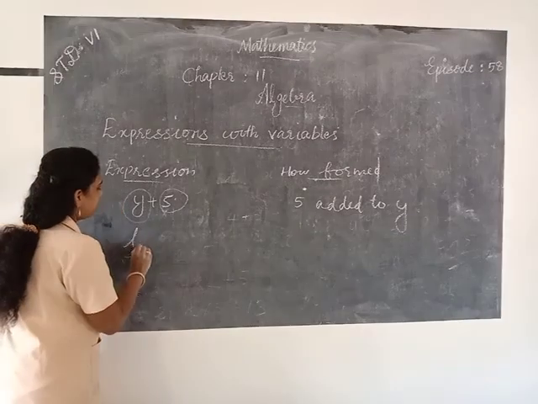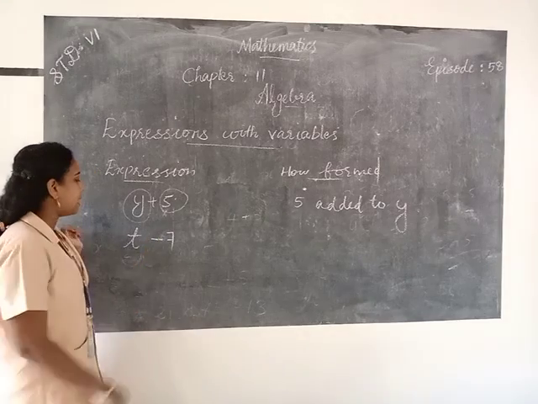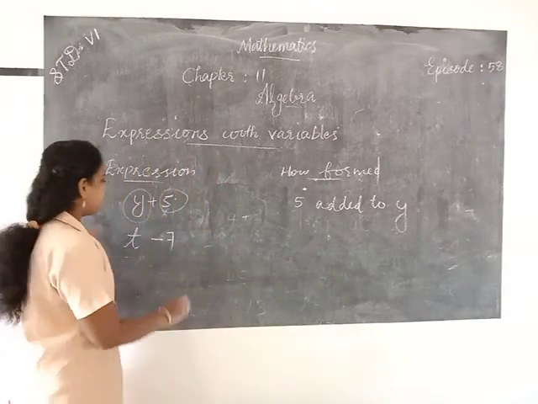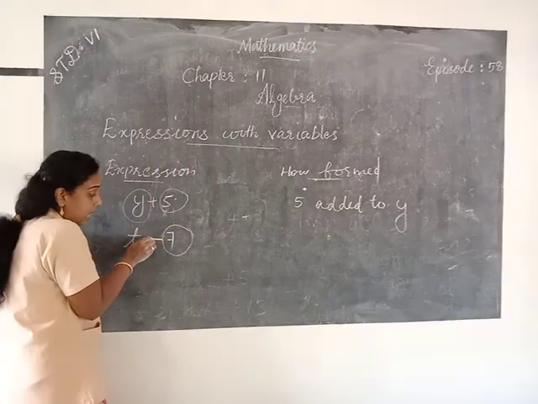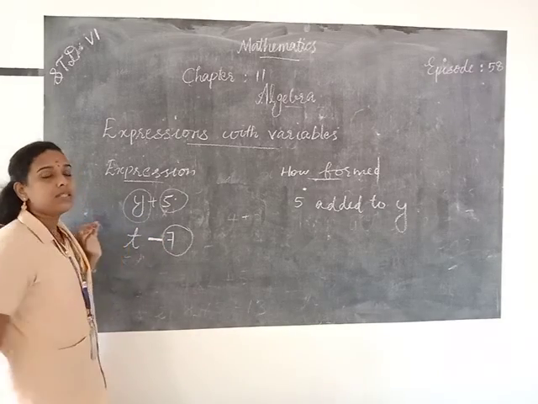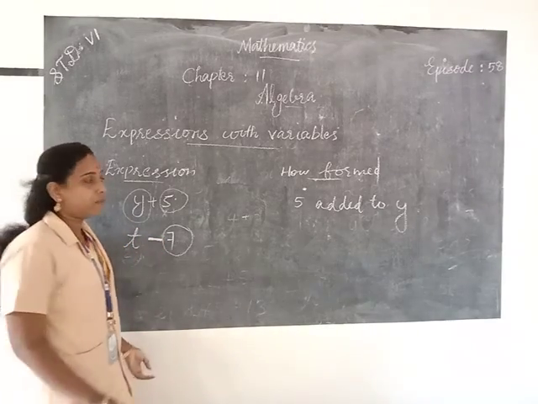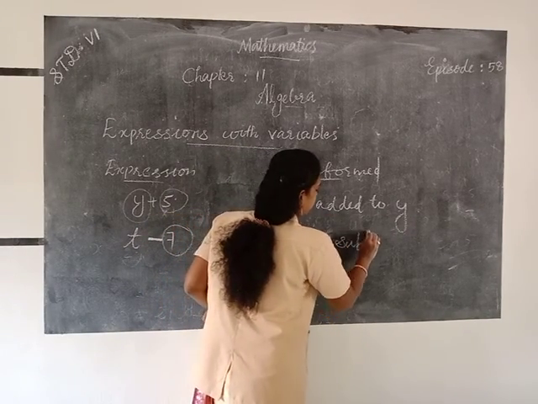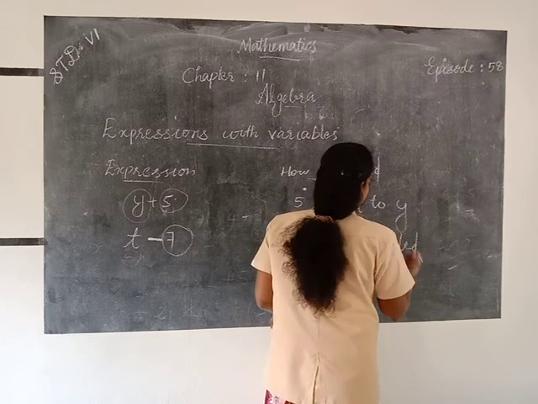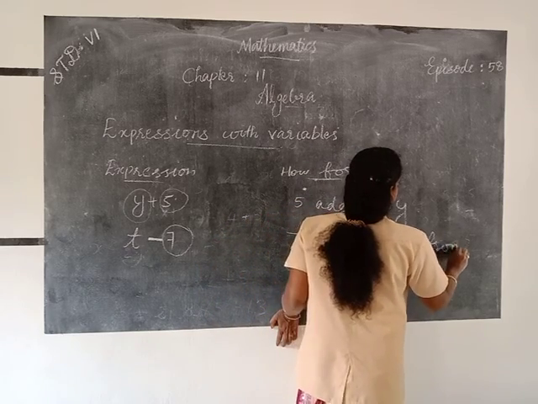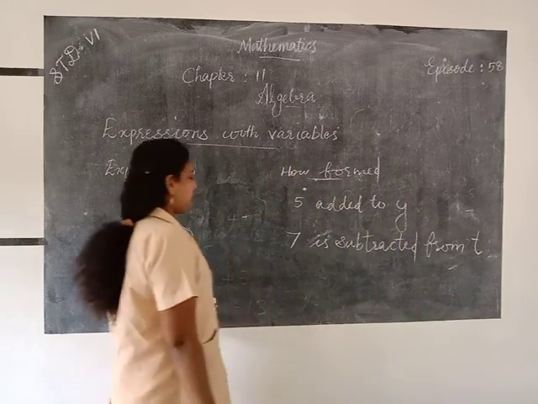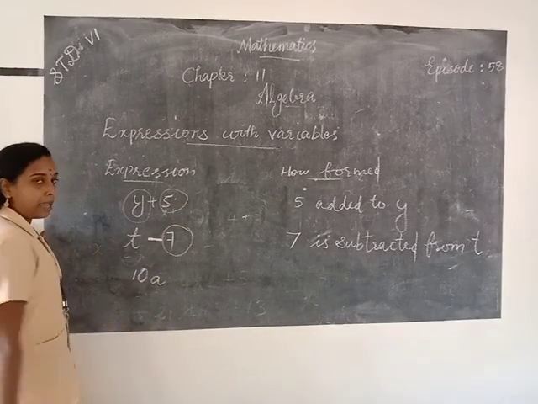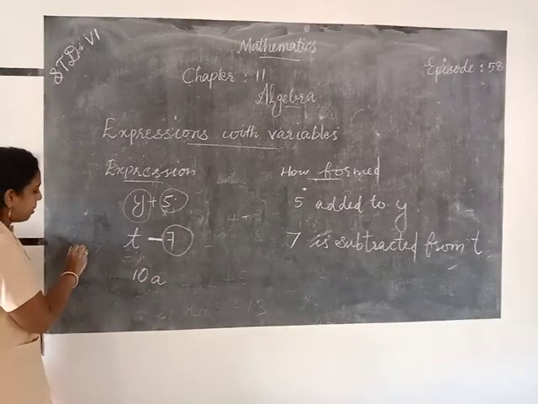Then the next expression is t minus 7. Here t is a variable, and how is the expression t minus 7 formed? Yes, here 7 is subtracted from t. So we can write 7 is subtracted from t, then the expression t minus 7 is formed. Then the next one is 10a. 10a means a is a variable. Here 10a means 10 into a.